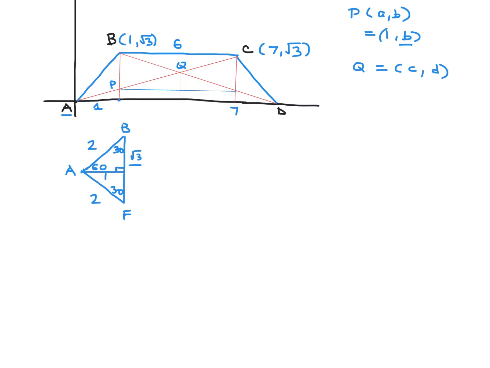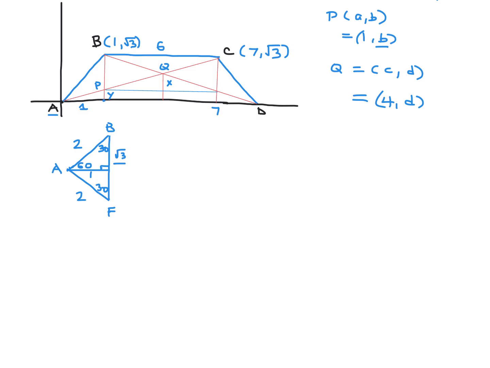Q, let me think about this. Well, I think the x-coordinate would be right halfway between. So going from 1 to 7 is a 6, so half is 3. So 3 plus 1, which is 4. Okay, got it. Okay, so we're pretty much there.